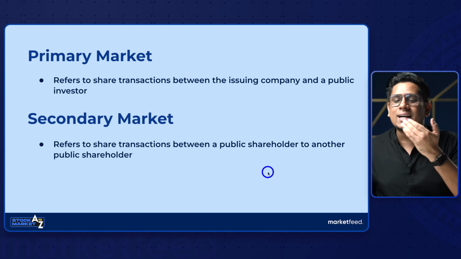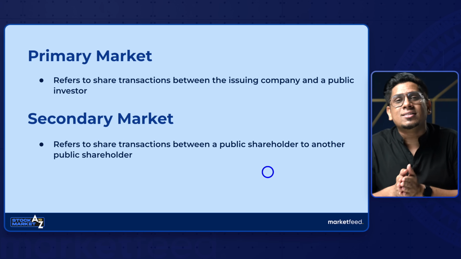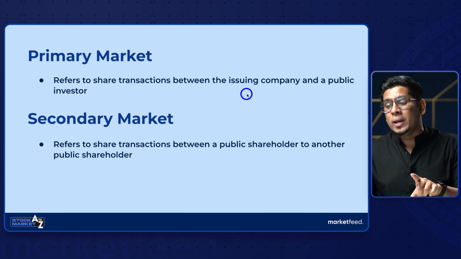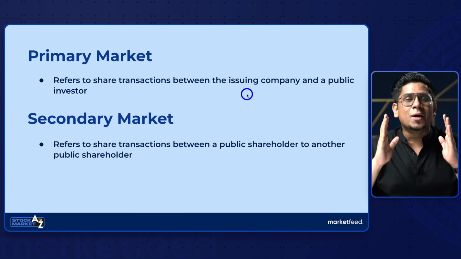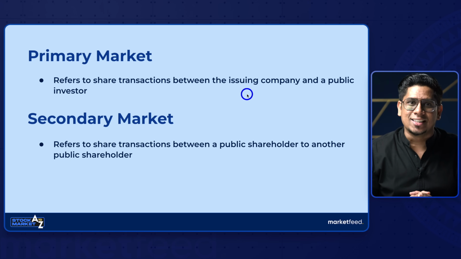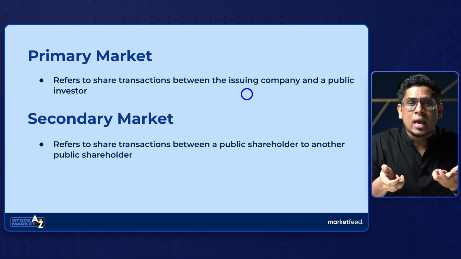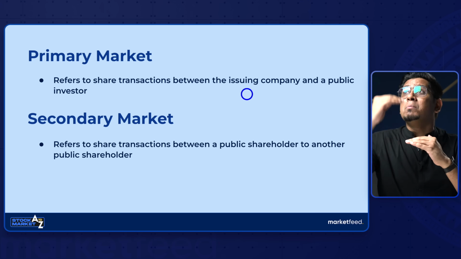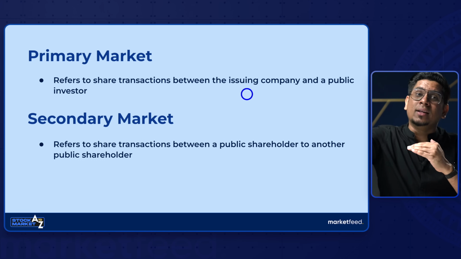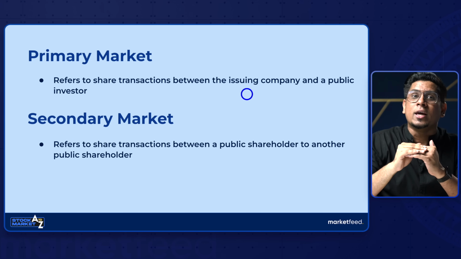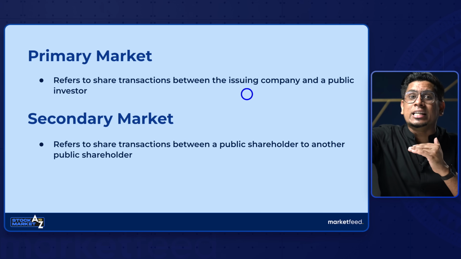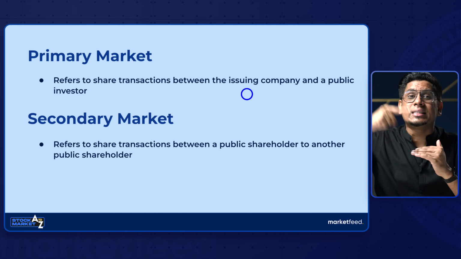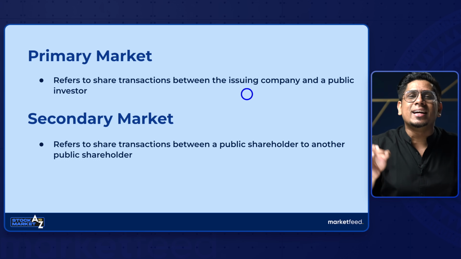Moving ahead, let's understand about primary market and secondary market. Primary market refers to share transactions between the issuing company and the public investor. That is, during the IPO of a company, a public investor, let it be a retail investor like me, I am paying money to the issuing company and the issuing company is giving the share to me. The transaction is happening between the issuing company and a retail or a public investor like me. This transaction is called a primary market transaction.